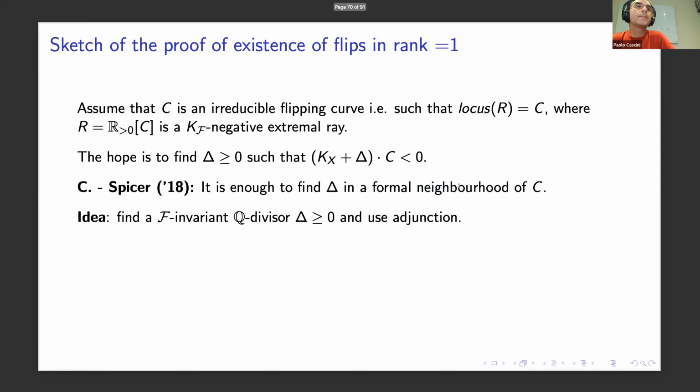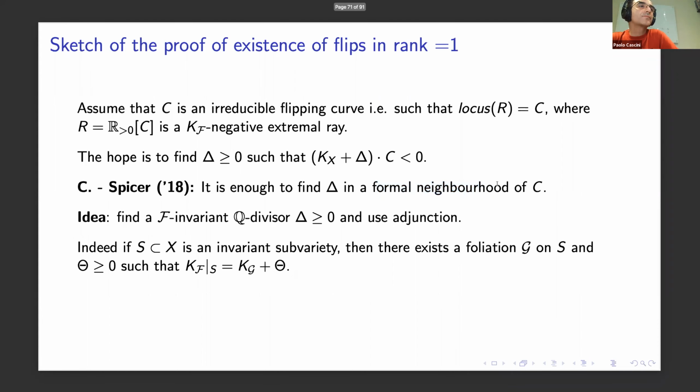So this is good. Why? Because the idea is to find a divisor which is invariant and then use adjunction in such a way that this is true. Now, why do we need to work with formal neighborhoods? Because it's very hard to find separatrices, that is, invariant divisors on a variety which are convergent, let alone on a Zariski open subset. It's much more feasible to find these divisors on formal neighborhoods of the curve.